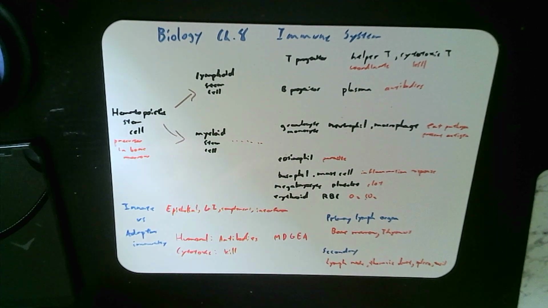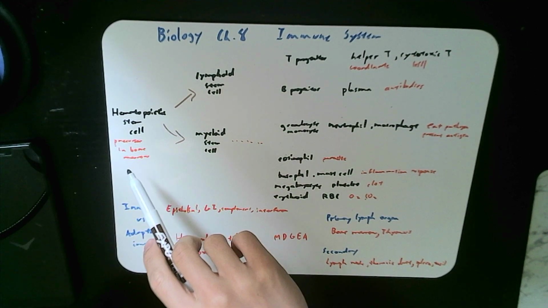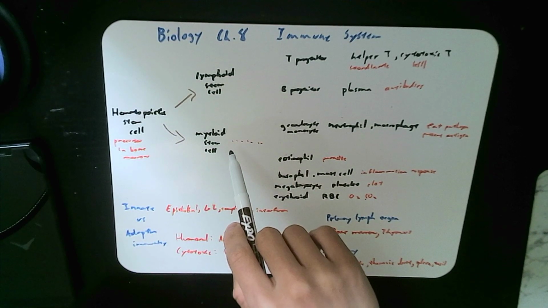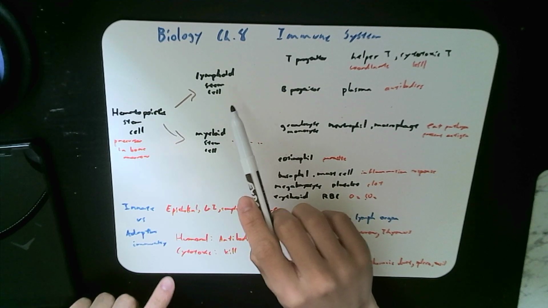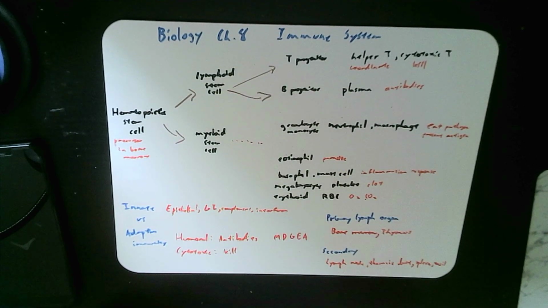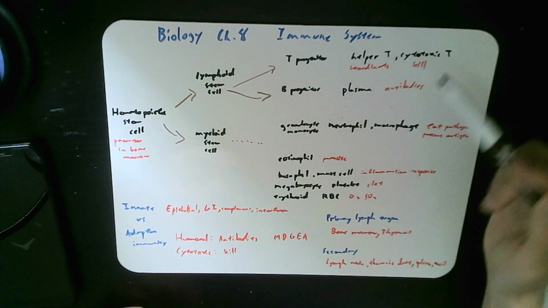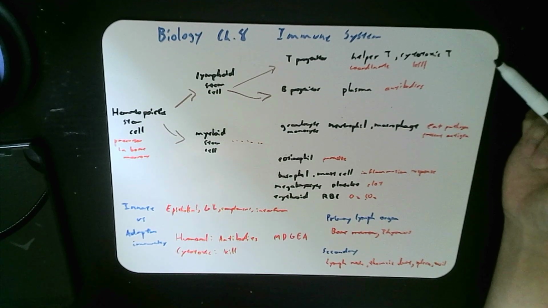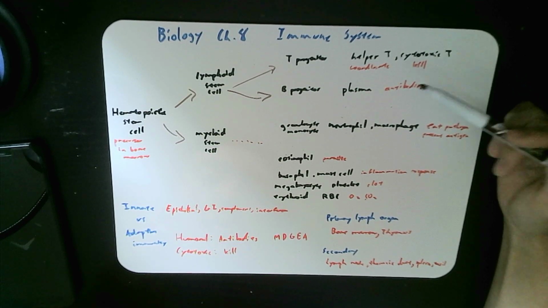A hematopoietic stem cell that originates as a precursor in the bone marrow, and that gives rise to lymphoid stem cells and myeloid stem cells. The lymphoid stem cell lineage gives rise to the T progenitor and B progenitor, which go on to make helper T cells and cytotoxic T cells. The B progenitor goes on to make plasma cells and B cells.